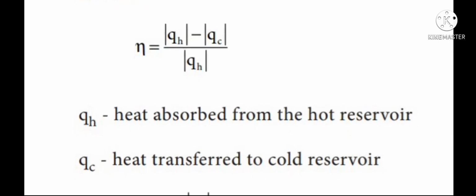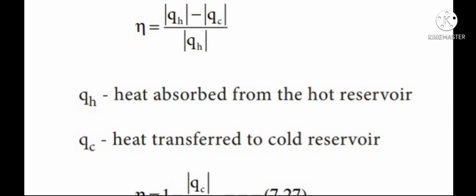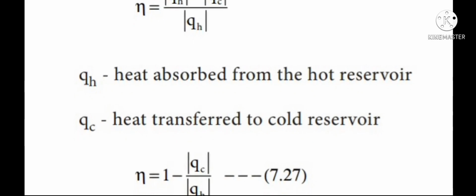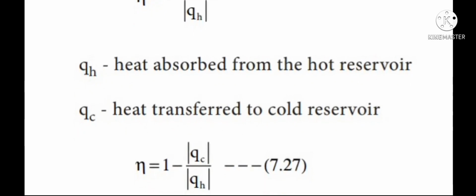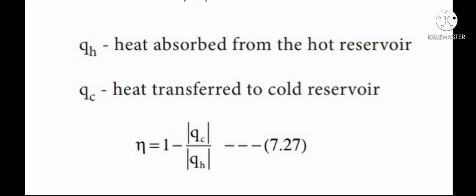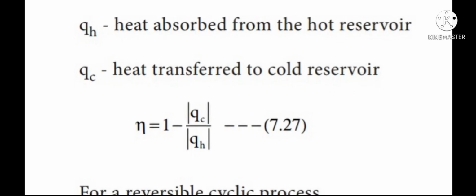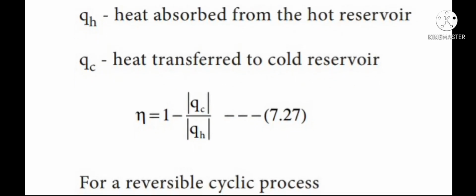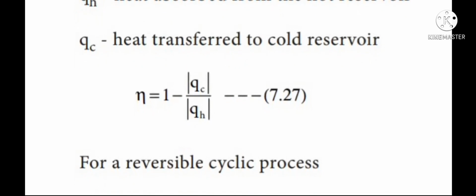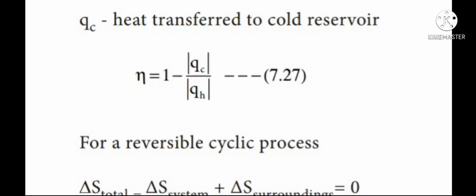Eta is equal to modulus of QH minus modulus of QC divided by modulus of QH. Here, QH is heat absorbed from the hot reservoir, whereas QC is heat transferred to the cold reservoir. The above equation can also be written as eta is equal to 1 minus modulus of QC by modulus of QH. It is given by equation 7.27.